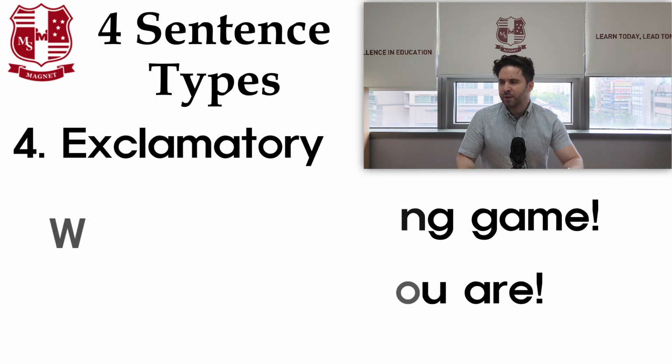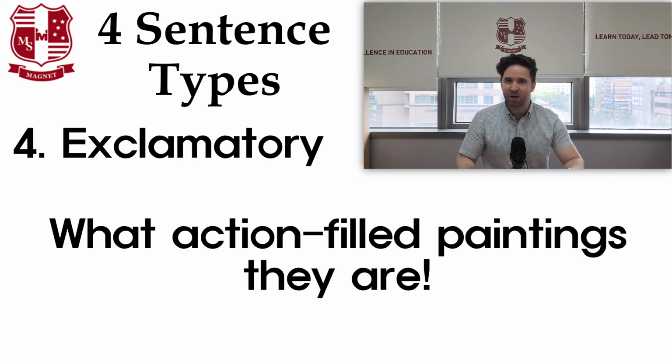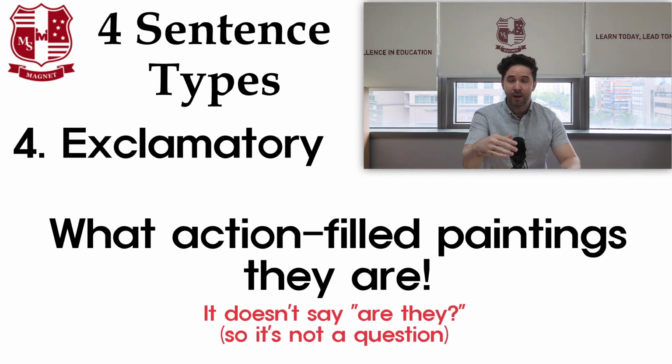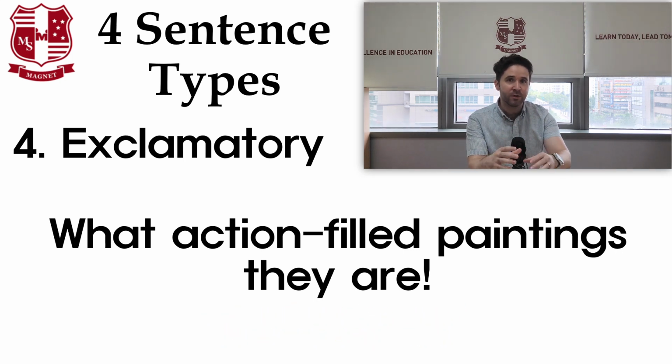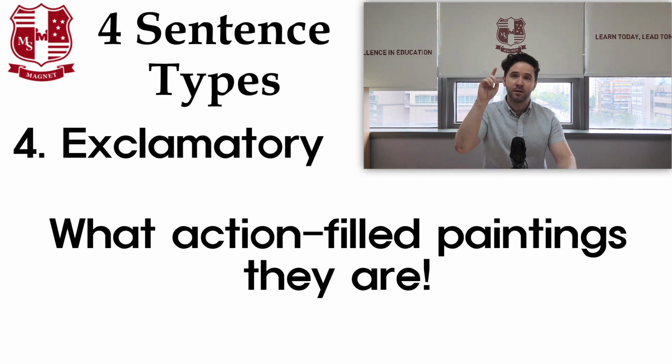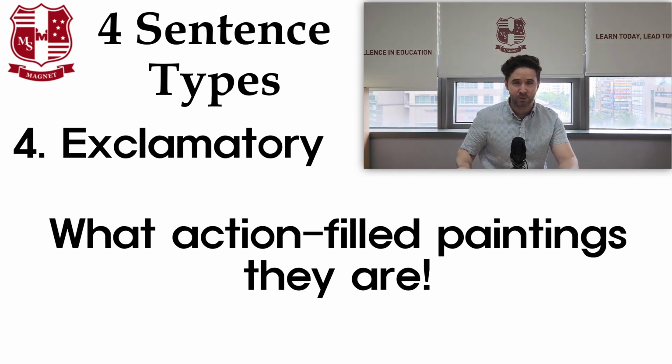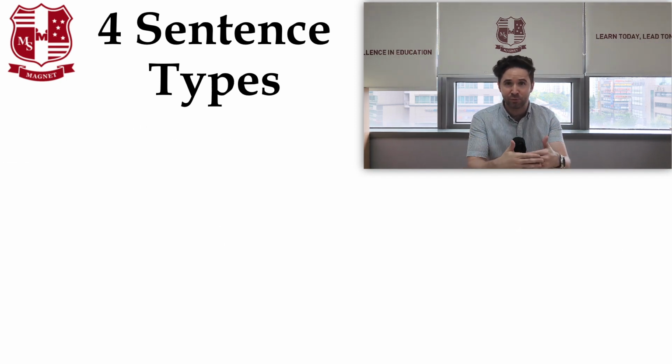Another example would be, what action-filled paintings they are. As you can tell, it's a little bit unnatural for me to say this, but it is a sentence. It is something you might see in books or old movies, for example. This starts with what, but it says they are. It doesn't say, are they? It says they are. I'm essentially declaring that they are action-filled paintings. So because I'm describing the paintings, saying they are action-filled, and I have some excitement here, this is exclamatory with an exclamation mark. Now, I know that might be a little bit confusing, but you're going to continue to see examples as you practice at home.